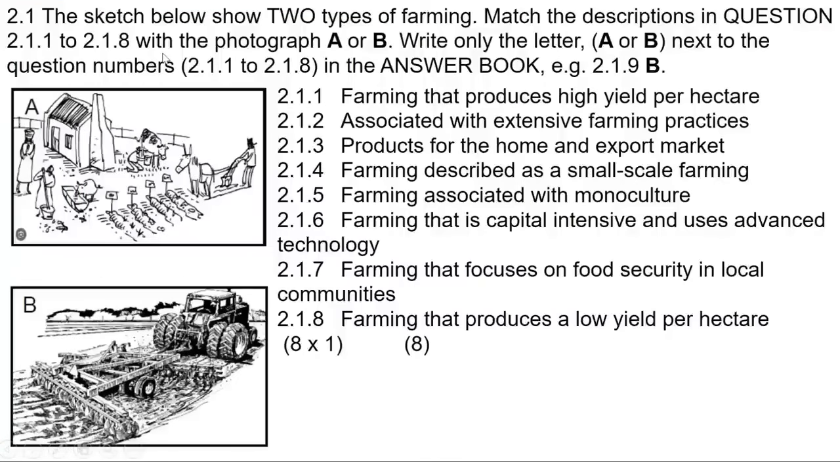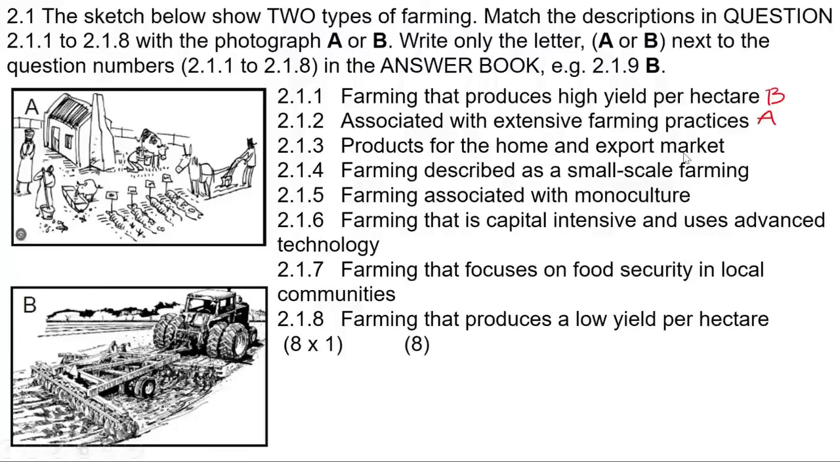Okay, the sketch below, types of farming. Now, what do we have to do here? We're looking at types of farming. Farming that produces high yield per hectare is going to be B, because they use machinery there. Associated with extensive farming practices will be your A, because they don't use a lot of effort. They don't fertilize the soil and what have you.